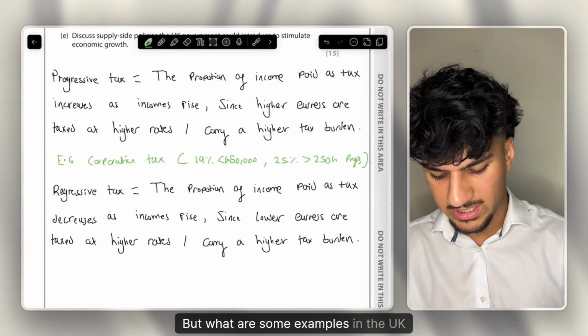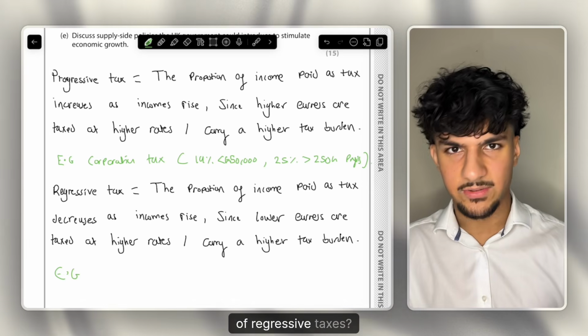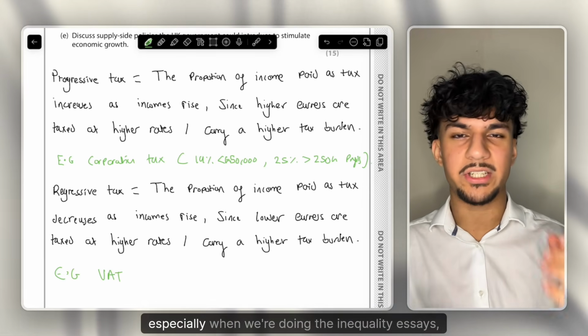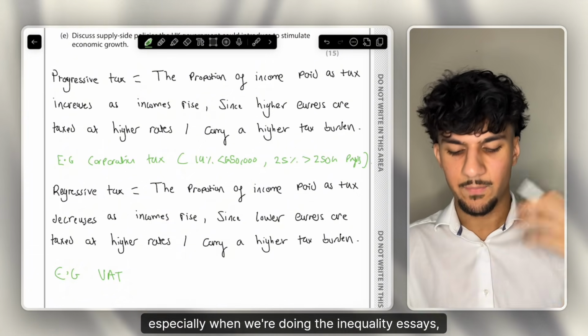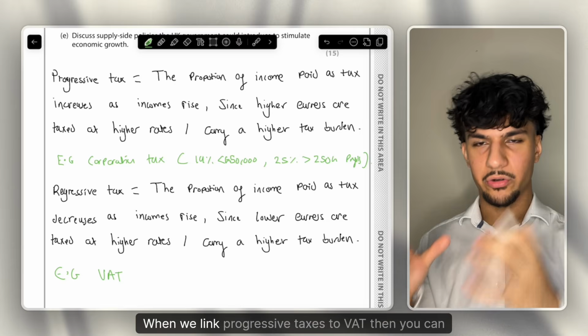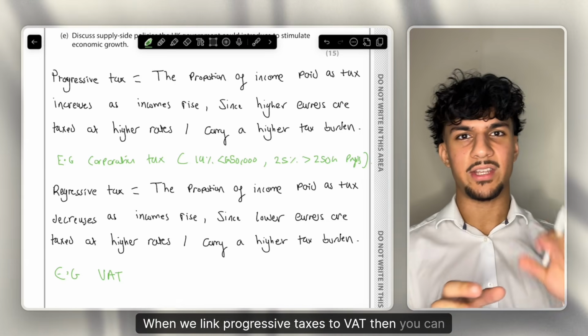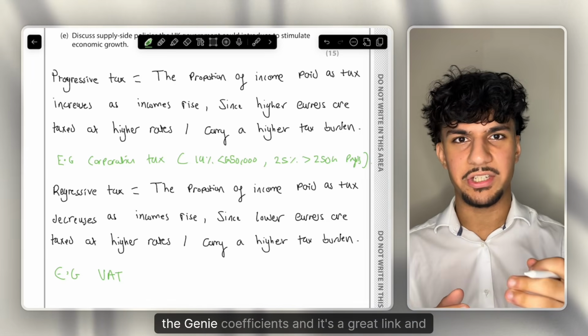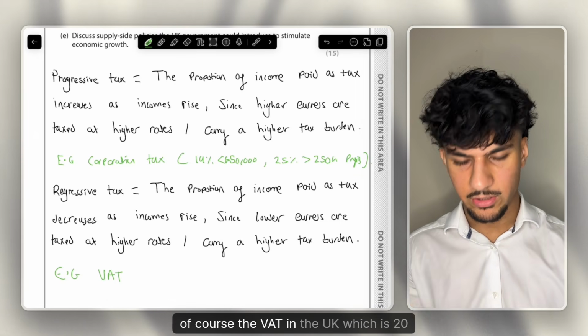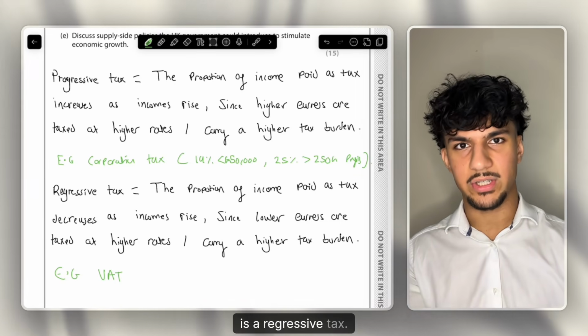But what are some examples in the UK of regressive taxes? Of course we have national insurance, but a great one, especially when we're doing the inequality essays, with very high emphasis in the live classes, as you can link this to so many things. We link regressive taxes to VAT, then you can link it to the Lorenz curve and the Gini coefficient, and it's a great link and a great amount of depth. But yeah, of course, VAT in the UK, which is 20%, is a regressive tax.